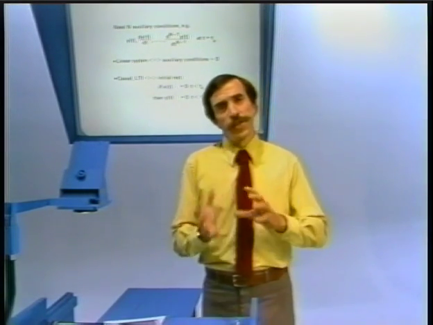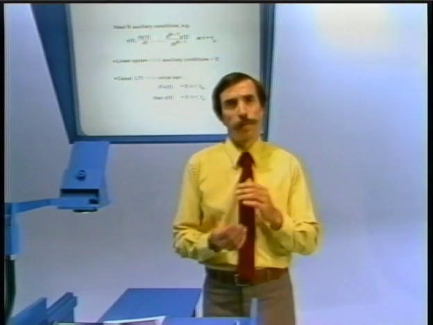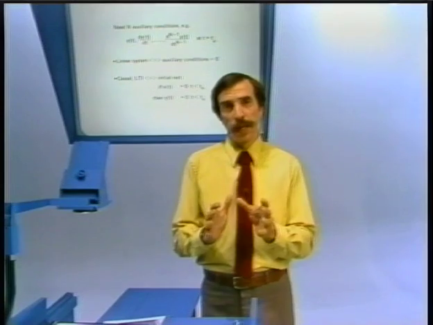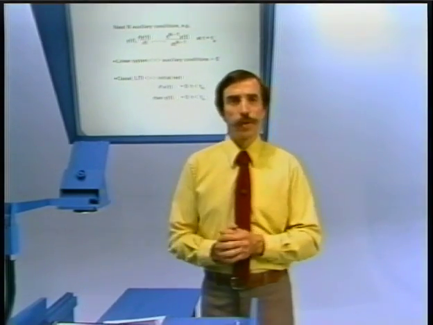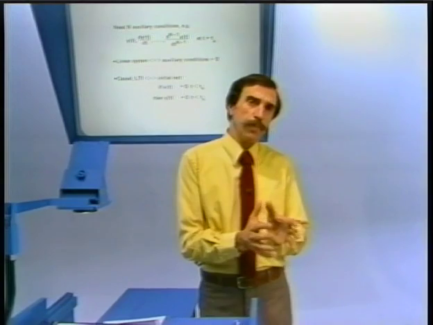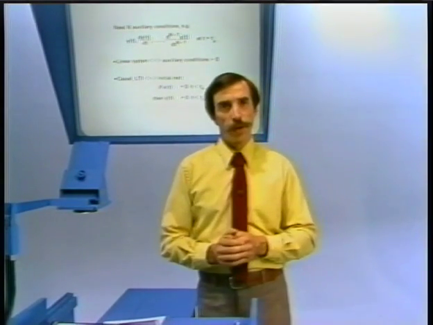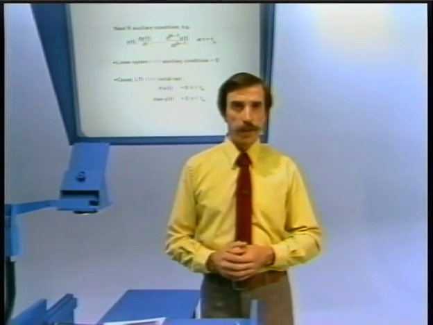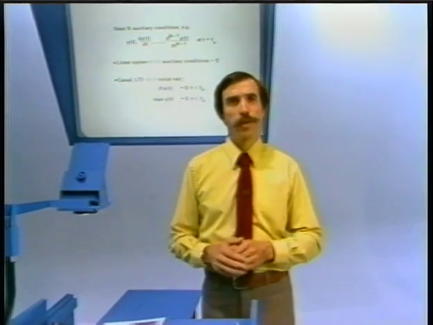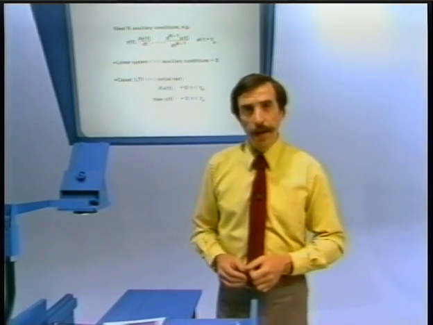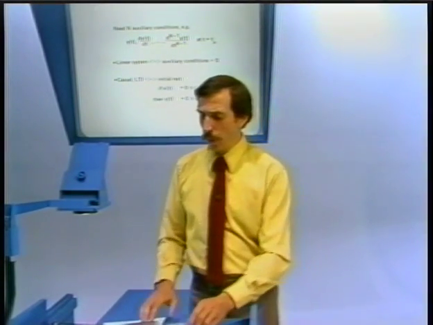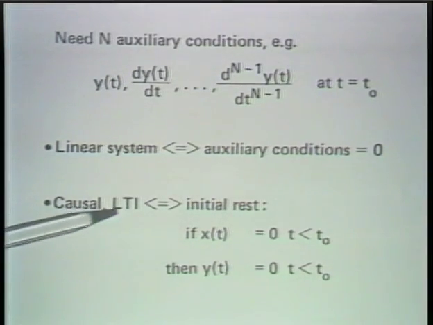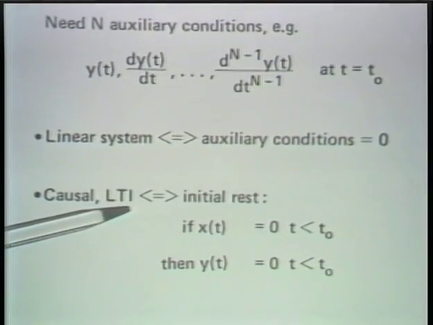And one can see the reason for that if we refer back to the previous lecture, in which we saw that for a linear system, if we put 0 in, we get 0 out. So if x of t, the input, is 0, the output must be 0. And so that, in essence, tells us that at least for the system to be linear, these initial conditions must be 0.